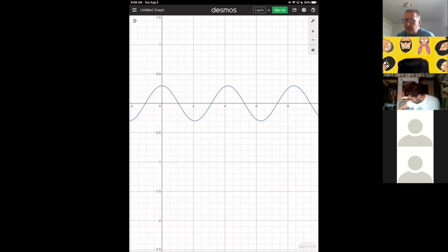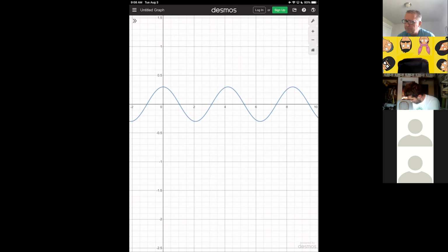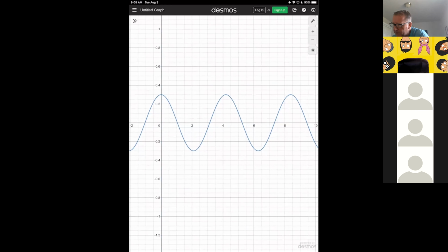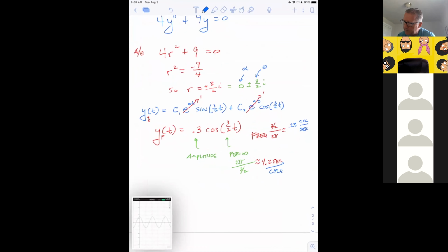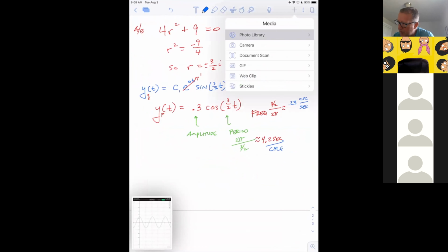Does that look right? Does that look like what undamped motion would look like? Yeah, I think it does. I'm going to take a screenshot of it. I can't remember how to take a screenshot. Yes, I can. What are you talking about? It's easy.